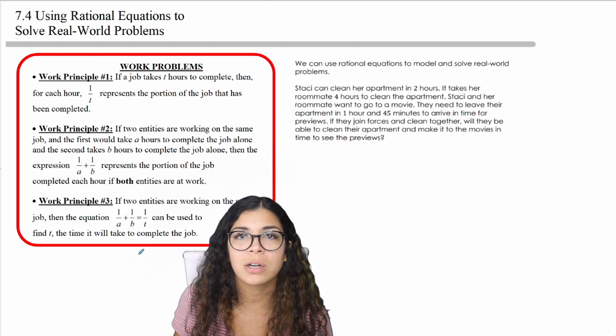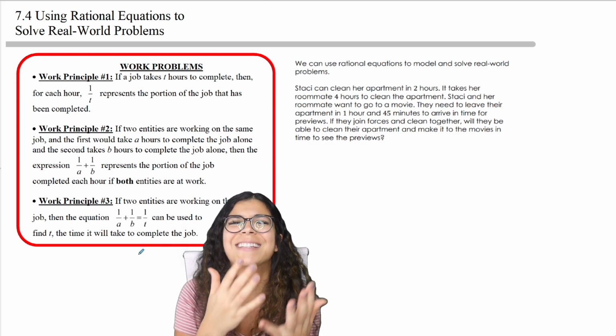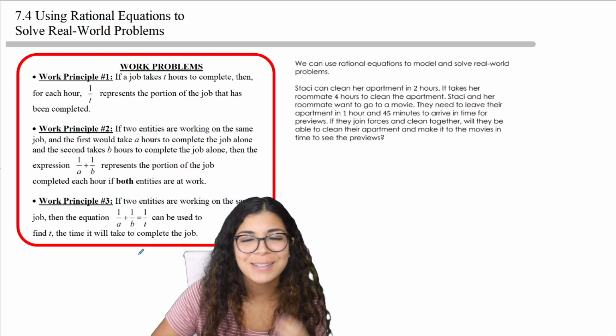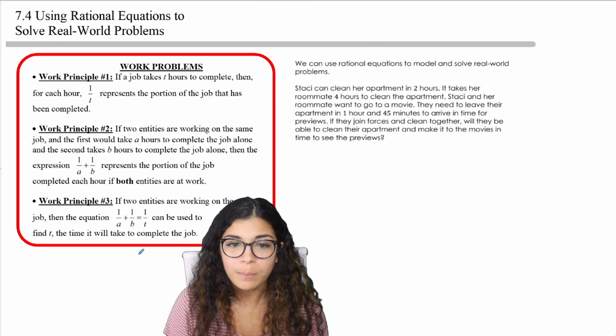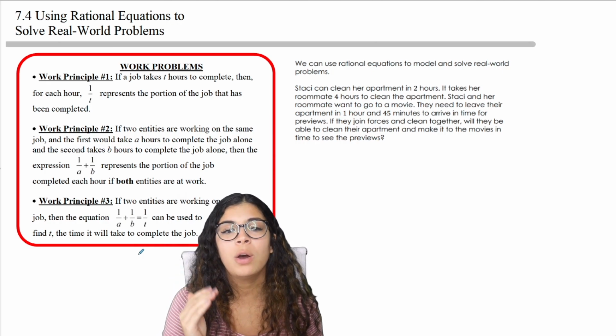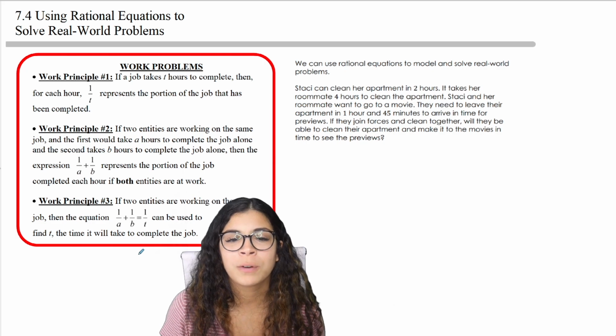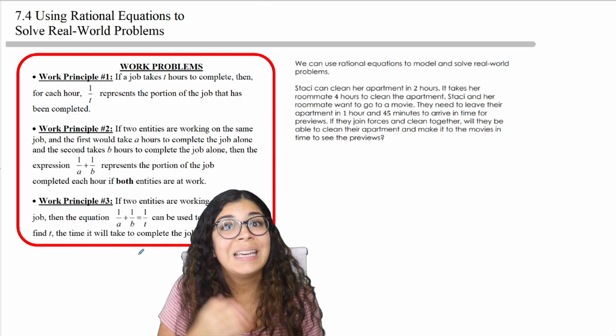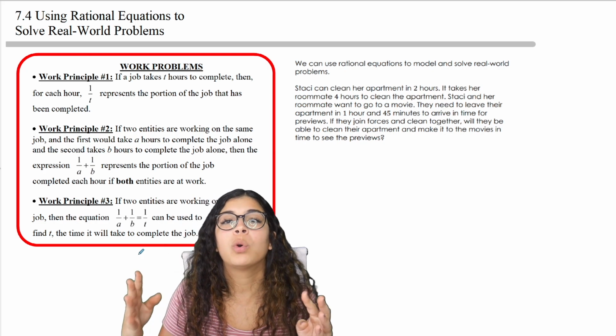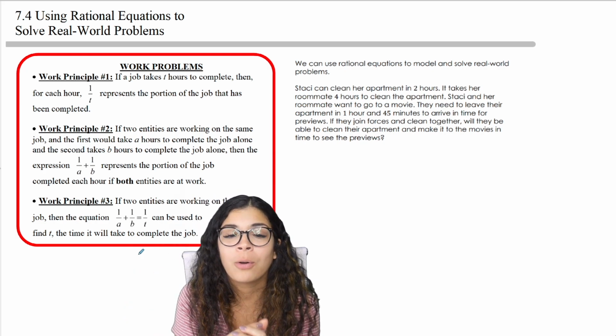It takes me, or no, wait, the other way around. It takes me, if I were to do it alone, 2 hours, and my sister, 4 hours if she were to do it alone, right? Then the expression 1 over A plus 1 over B would represent the portion of the job that is completed each hour if we were to do it together, okay?